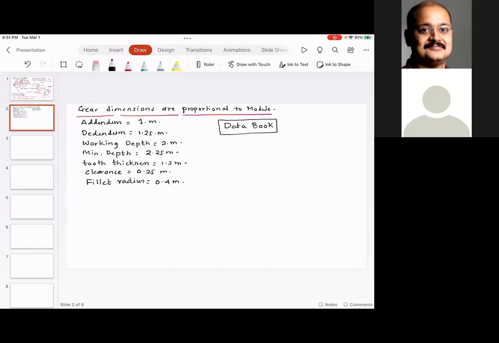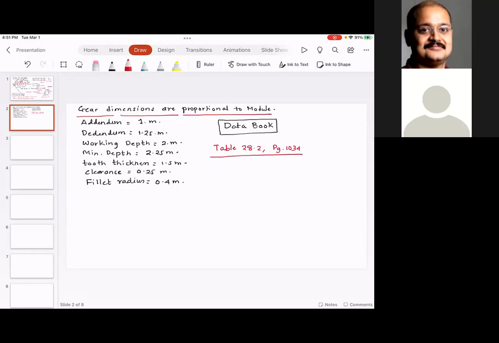Now the next important table, and this is what I want you to remember, and I will write this down in case you don't have it: table 28.2, which is on page 1034. This table is important because, please try to understand, we don't want gears to interfere.